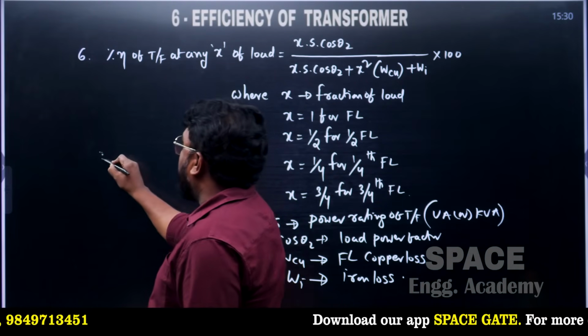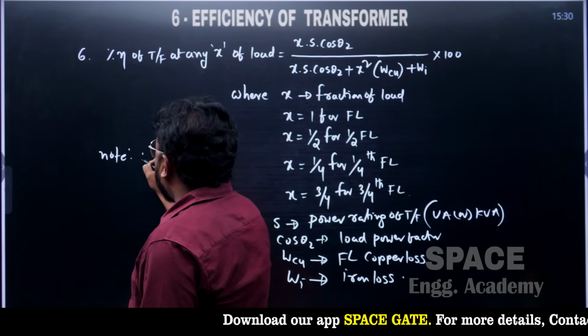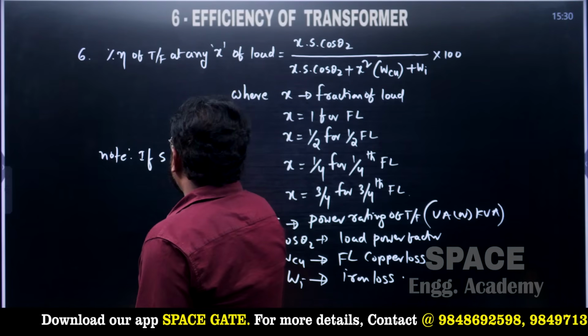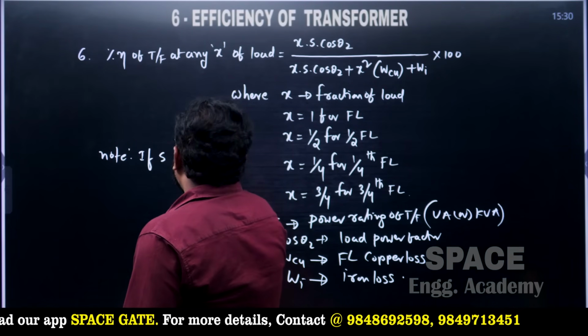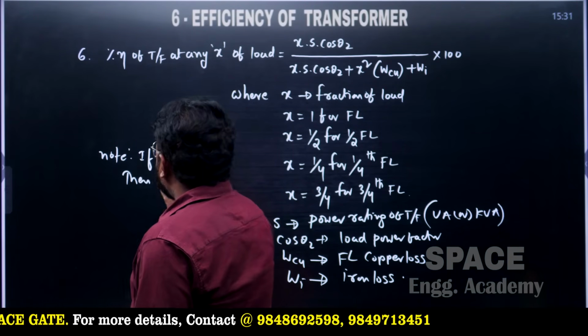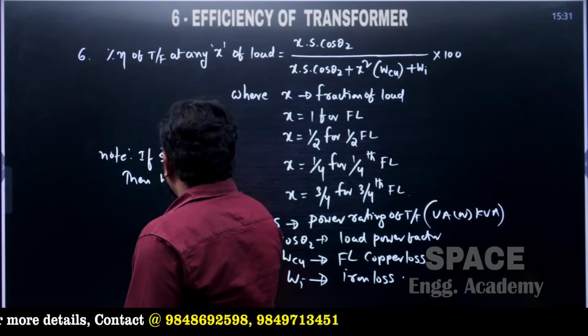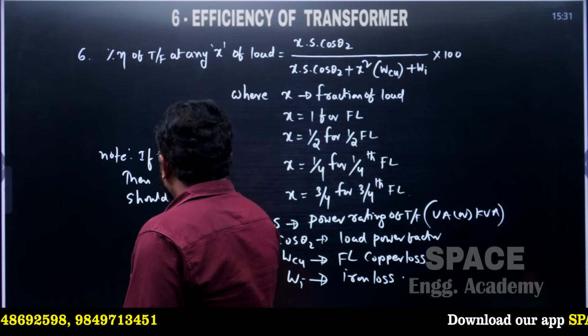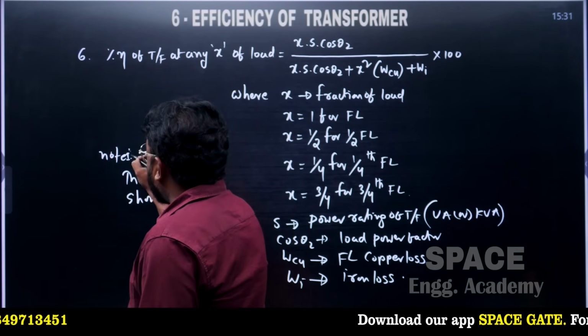So this is a note point. If S is in kVA, then copper loss and iron losses should be in kilowatts. This is note number 1.